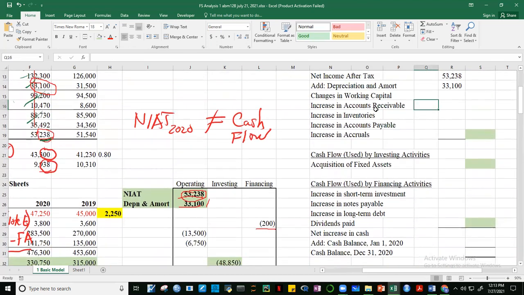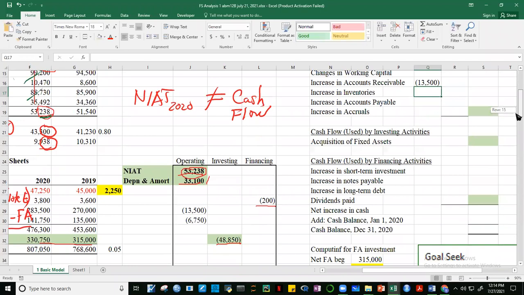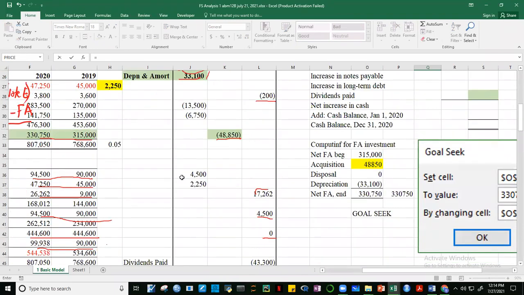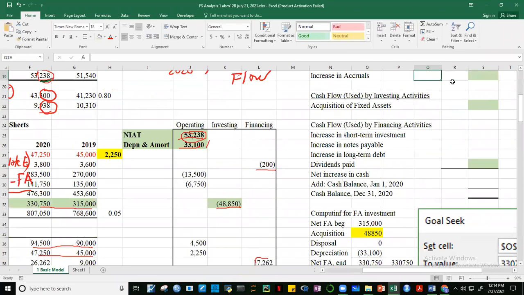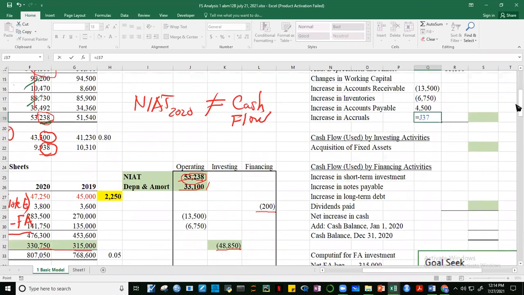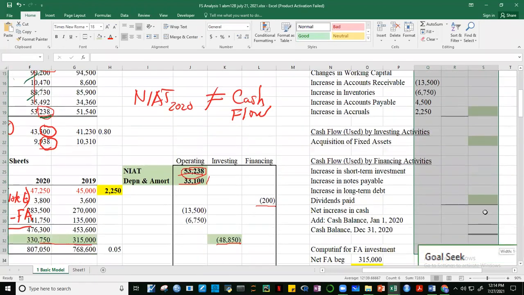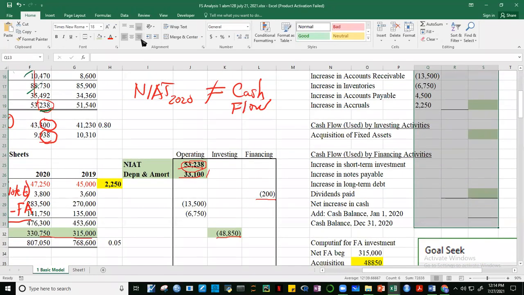So yung apat na yon ang papasok dito sa changes in working capital. So si AR, 13.5. Okay, so ang dali na guys, kasi tinama na natin dito yung mga source of cash or use of cash. Si inventory, 6750. Nakasulat, no? Increase in accounts receivable, increase in inventories, and then increase in accounts payable, ito yun, 45. Tapos increase in accruals, itong 2250. So those are the items in the operating.